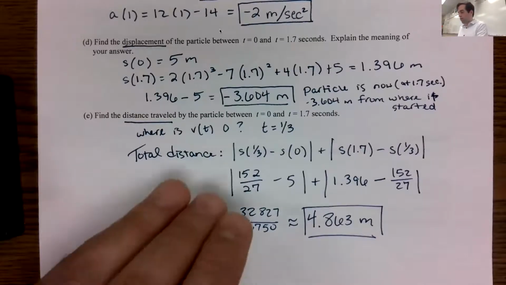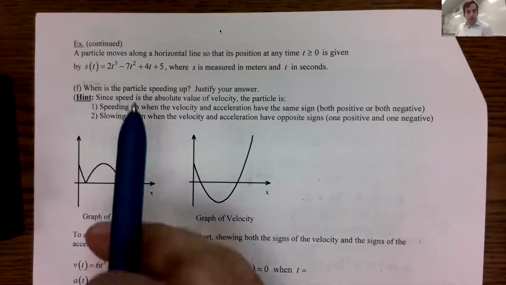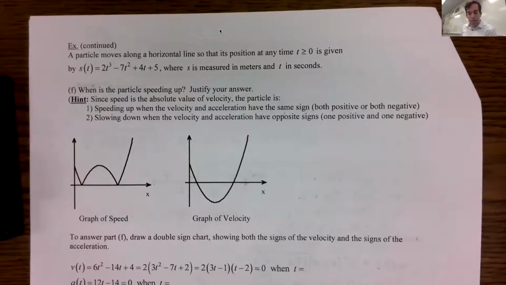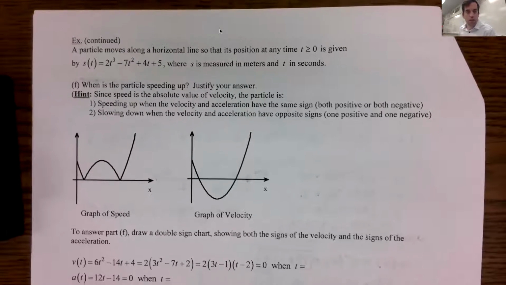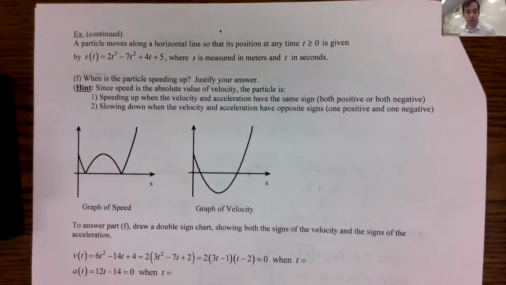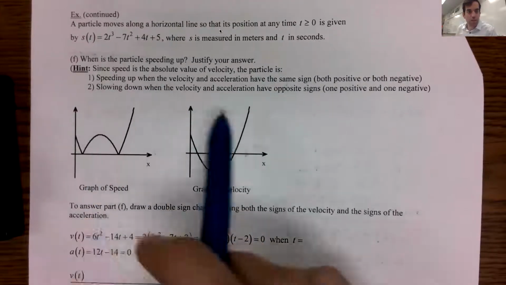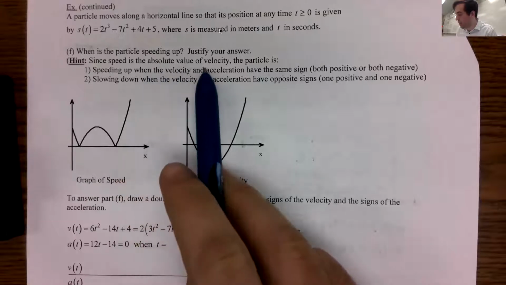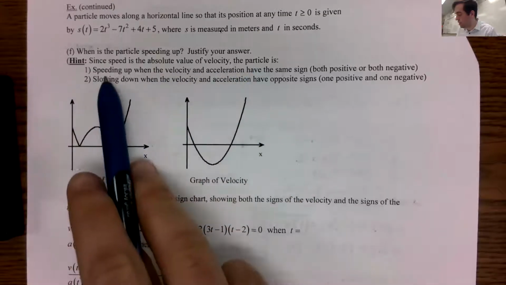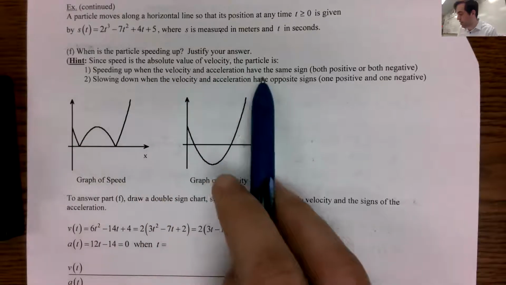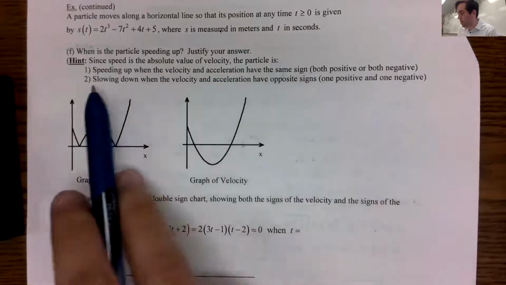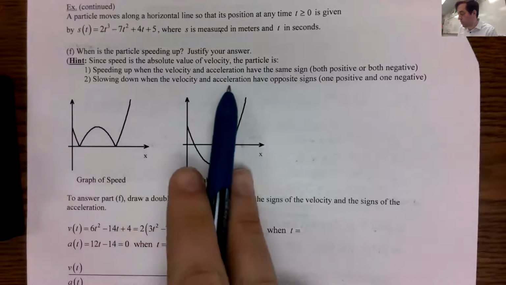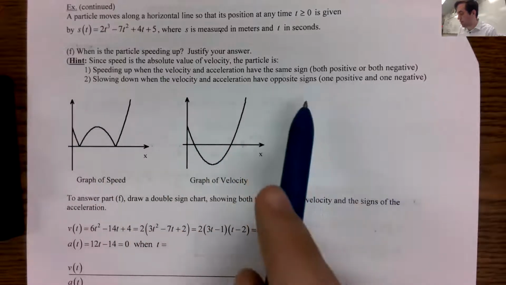Ooh, there's one more part, letter F. Letter F: when is the particle speeding up? Justify your answer. Okay, so we're kind of just talking about this, but let's go into some more depth here. Hint: since speed is the absolute value of the velocity, the particle is 1, speeding up when the velocity and acceleration have the same sign, either both positive or both negative, and it's 2, slowing down when the velocity and acceleration have opposite signs, one positive and one negative.